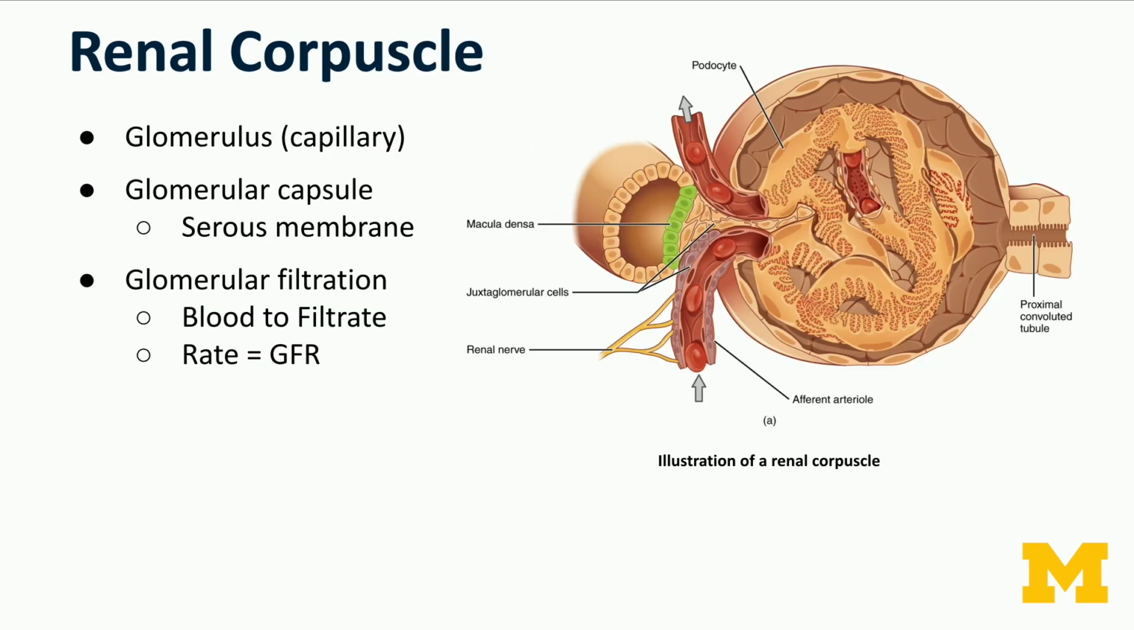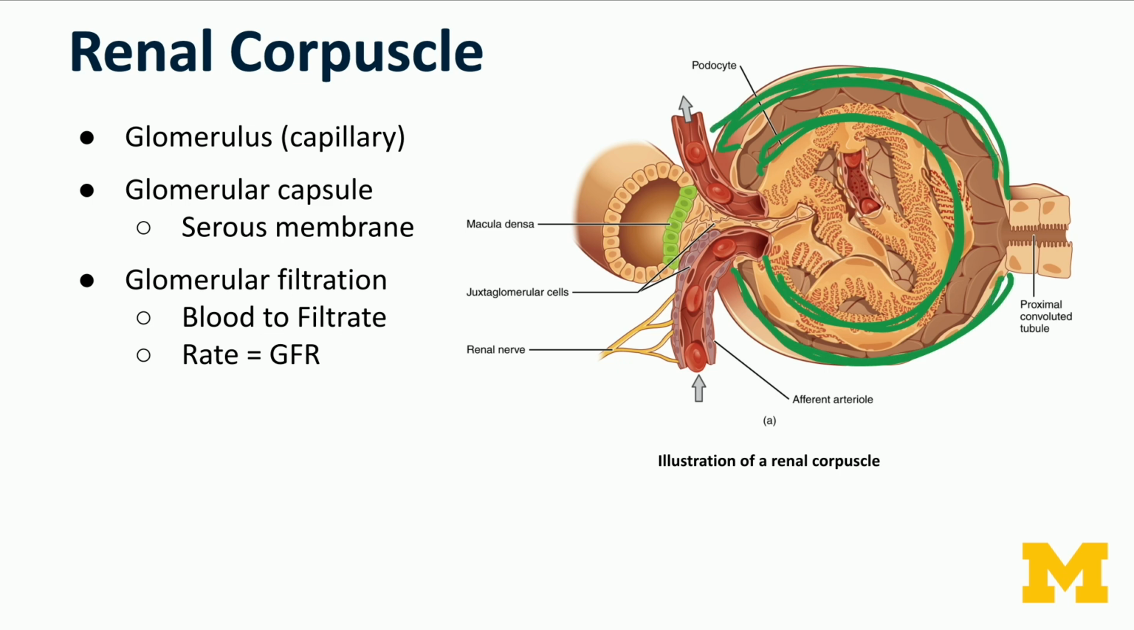Let's start with the renal corpuscle. So we've got the capsule, and then we have the glomerulus. Now, between the glomerulus and the capsule, we have a serous membrane. So there is a visceral layer and a parietal layer. The visceral layer is adhered to the glomerulus. The parietal layer is adhered to the capsule.